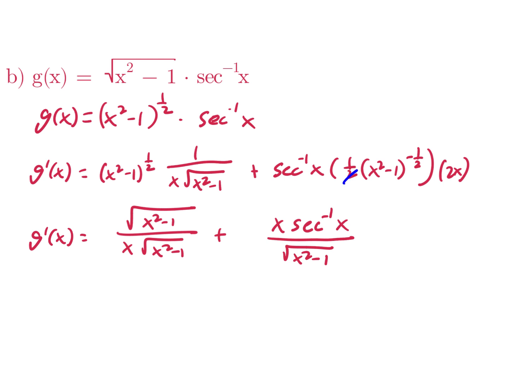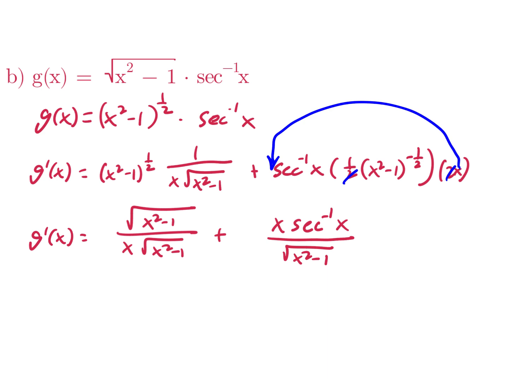So the 2 and the 2 cancel. I took this x and I put it in front. And then this goes down. Now, got a couple more things we can do here.